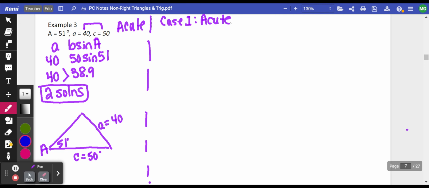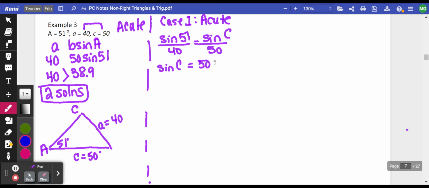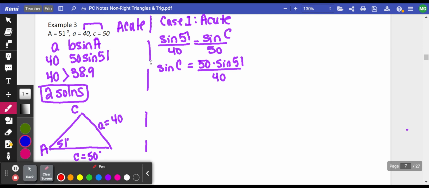So this is angle C right up here. We'll simply use law of sines. Sine of 51 is to 40 as sine of C is to 50. That's old news. You're going to cross and solve. So you wind up with sine of angle C equals 50 times the sine of 51, all divided by 40. It's getting a little crunched over here for me, but we will take the inverse sine of each side, and you're going to put that in your calculators.